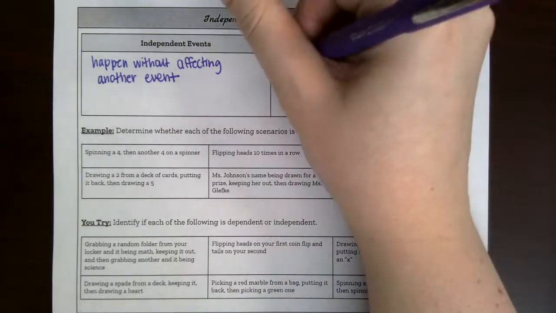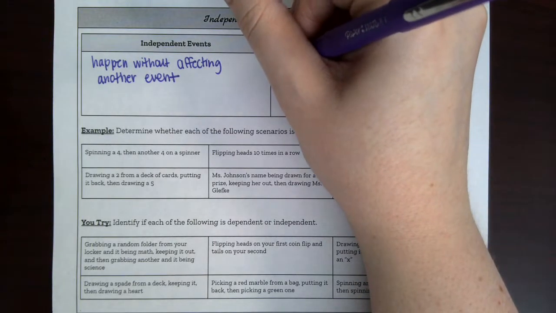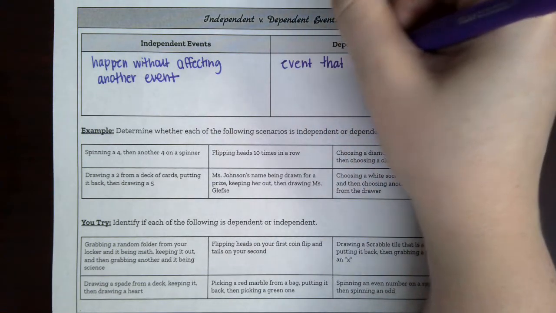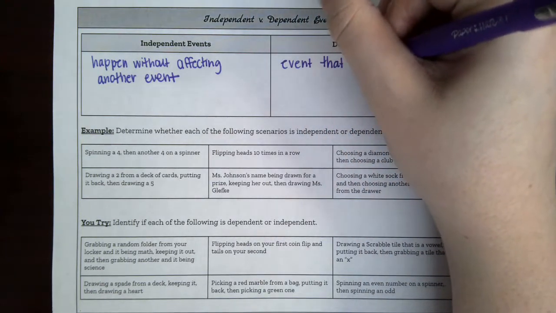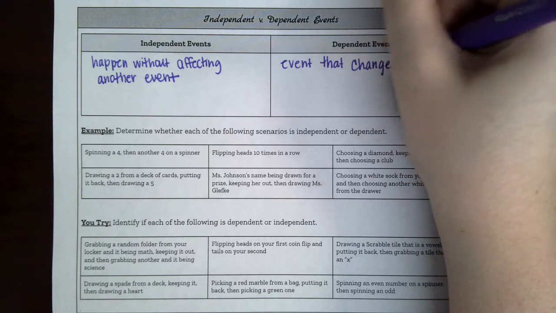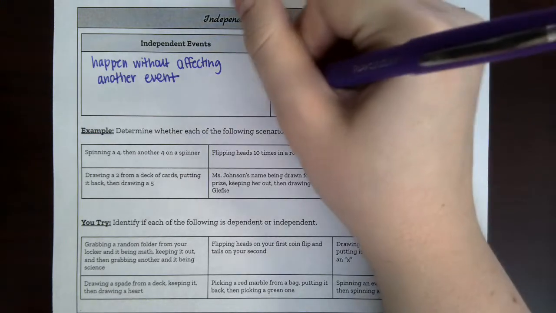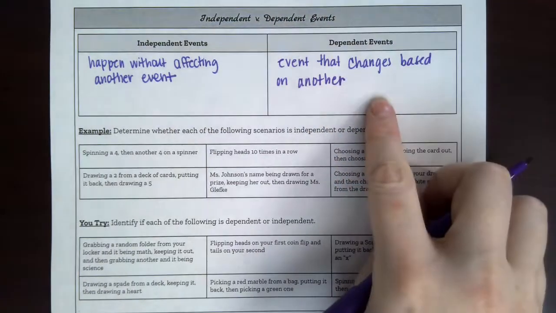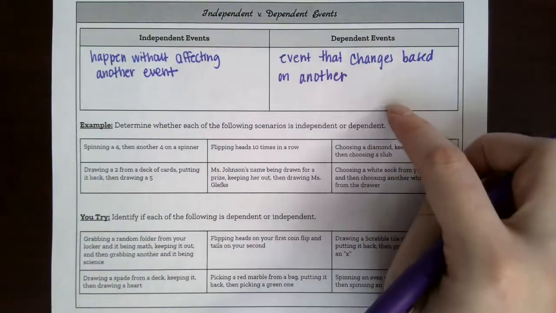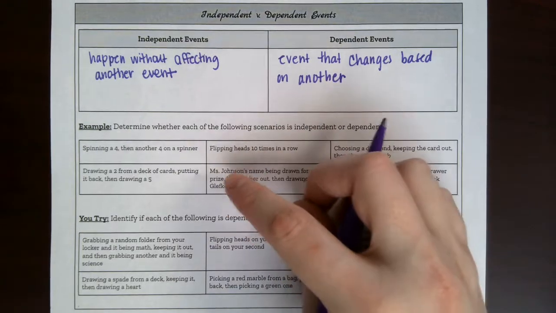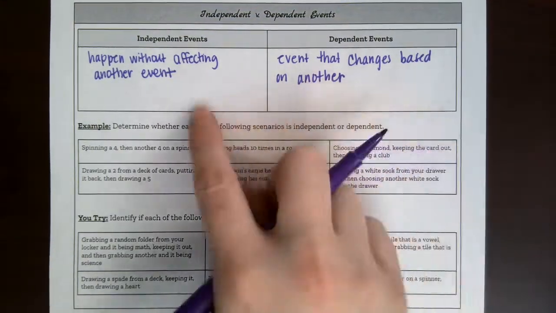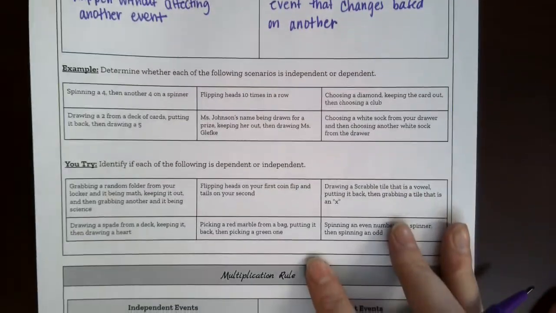And then dependent is an event that changes based on another. So this one, those things do change based on the situation, the previous or simultaneous event. And once we see some examples, this will become clear, but this is a good definition.